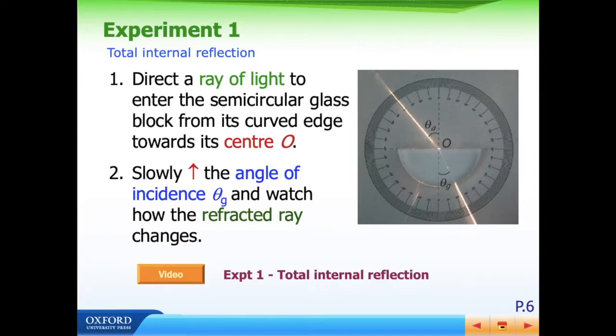You need to secure the necessary materials for this experiment. First, you need to have a semicircular glass block, a circular protractor, and also a ray of light or a source of light. Now you are going to direct a ray of light to enter the semicircular glass block from its curved edge towards its center O, as shown in this diagram here.